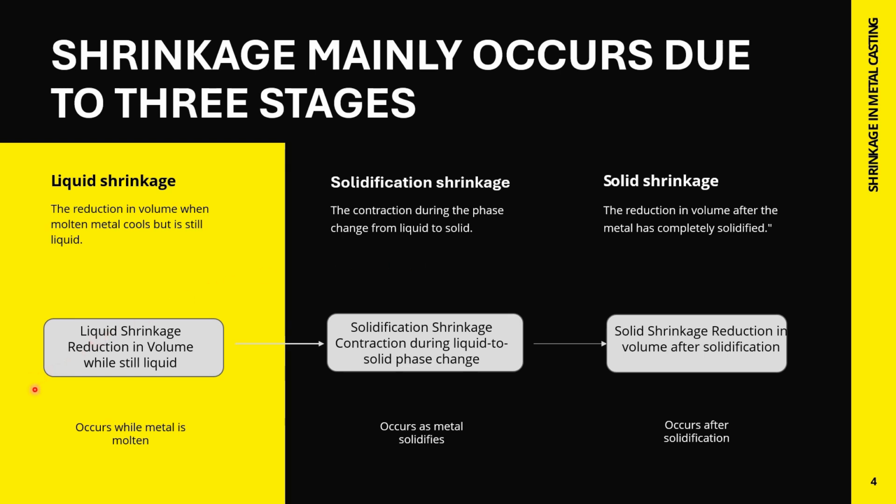Liquid shrinkage: reduction in volume while still liquid. It occurs while metal is molten. Solidification shrinkage: contracts during liquid to solid phase change. It occurs as metal solidifies. Solid shrinkage: reduction in volume after solidification. It occurs after solidification. Each of the stages plays a role in creating defects if not properly addressed. So let's move on to the next slide.